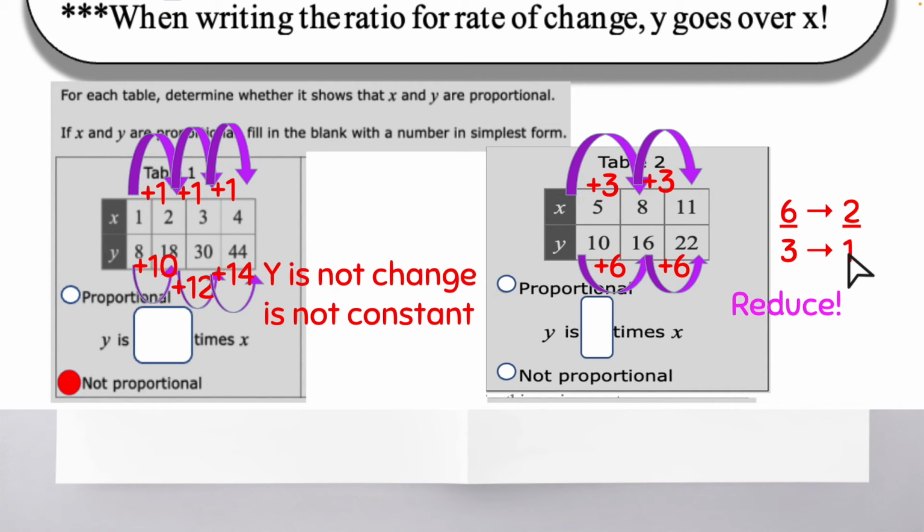So they are proportional because we see that they're the same. That's what we're looking for: proportional. They're constant, so they are proportional. And Y is blank times X. Well, Y is on top, X is on the bottom, so Y is 2 times X. It's 2 times as big, because Y is 2 and X is 1, so Y is twice the size. So that's how they want you to fill it out.